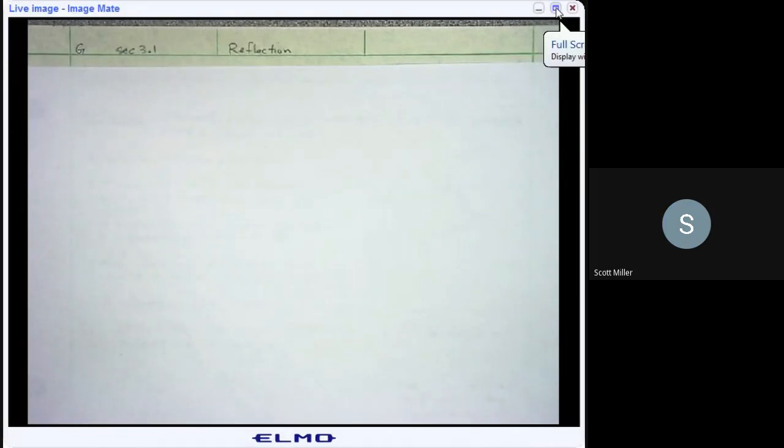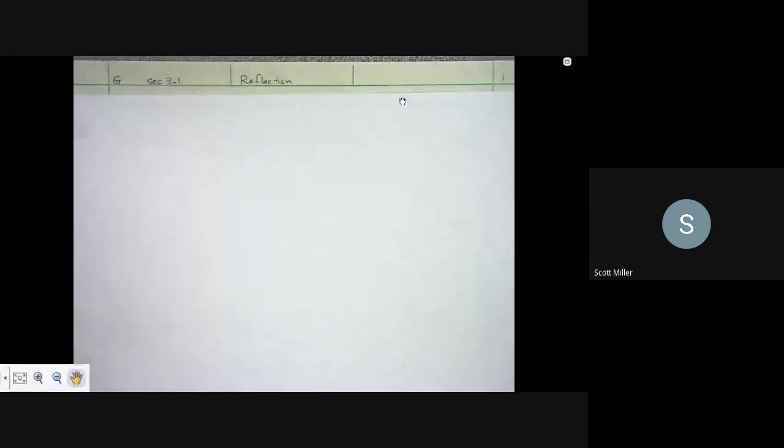Okay, so today we're going to look at section 3.1, reflections. These are a rigid motion. Let's start by defining what a rigid motion is. It's a transformation that preserves length and angle measure.